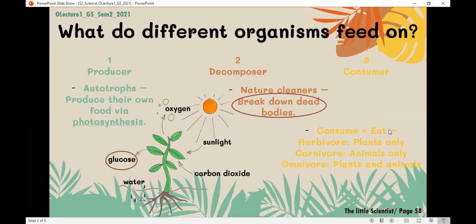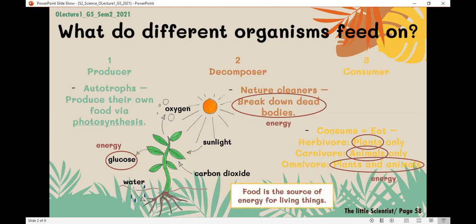So producers produce glucose, decomposers decompose dead bodies, consumers consume plants and animals, and all of this to get the energy they need to live and grow. So food, even for us, food is the source of energy for living things.